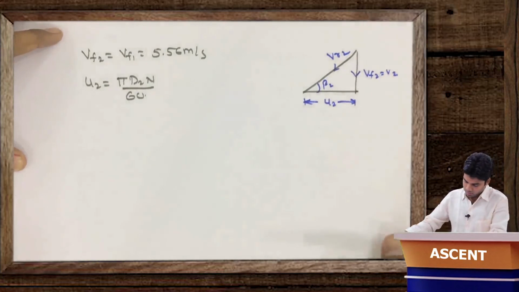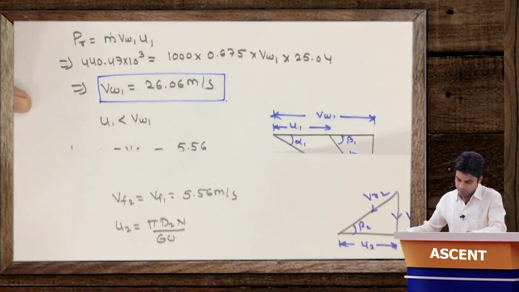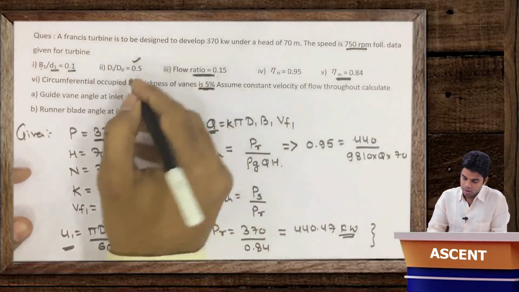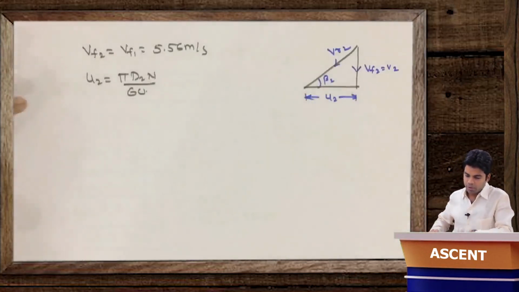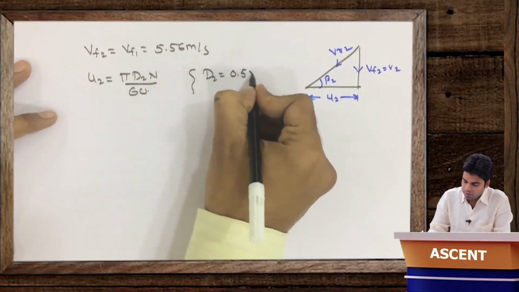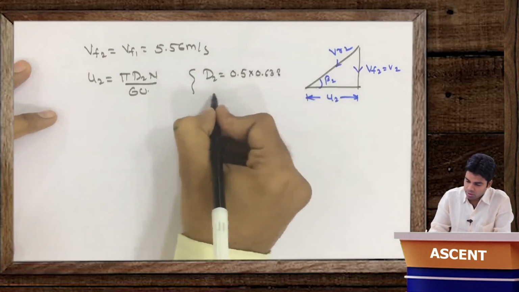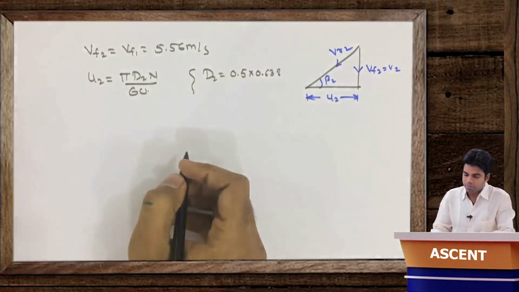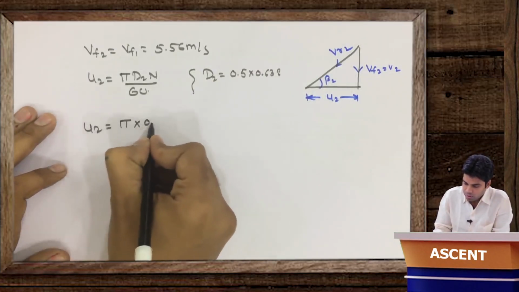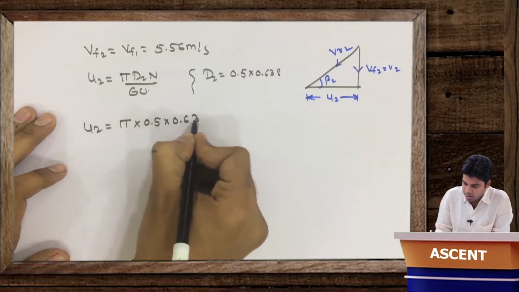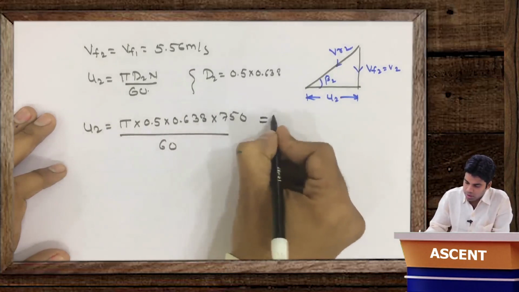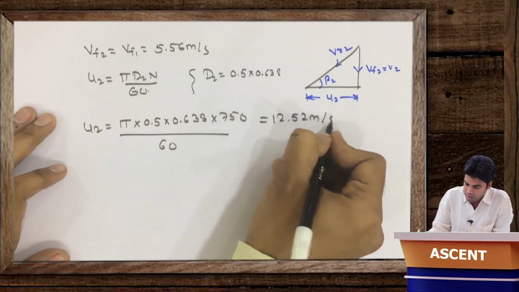Do we have the value of d2? We have the value of D1, and the ratio D inner by D outer is given as 0.5. Therefore D2 will be equal to 0.5 of D1. D1 is 0.638, so we can get D2 from here. So this U2 will be equal to pi into 0.5 into 0.638 into n, which is 750, divided by 60. So this will be 12.52 meter per second.